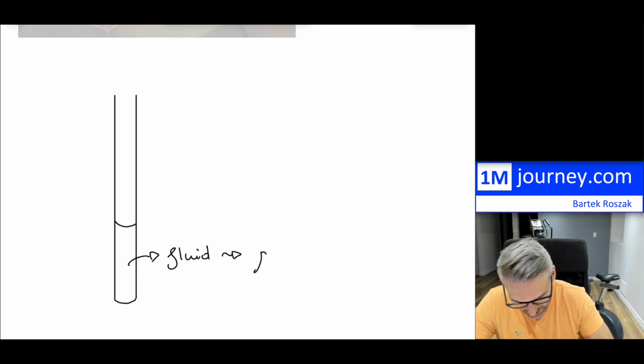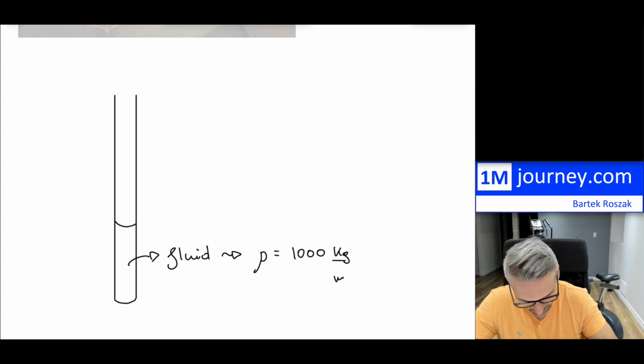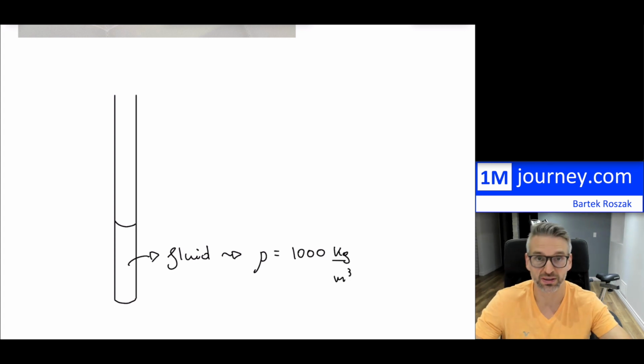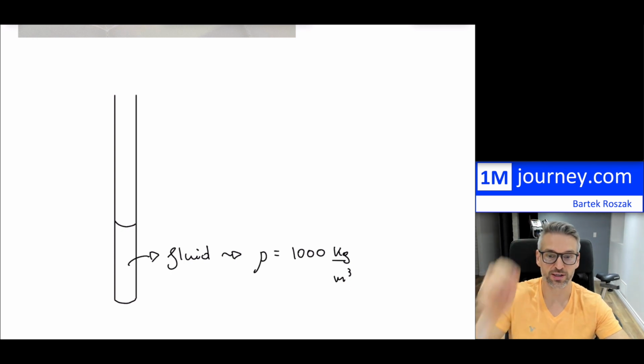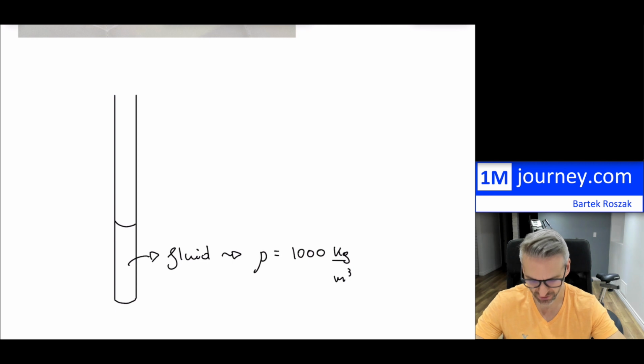Now, water has a certain density. So this density is basically 1,000 kilograms per meter cubed. Now, give or take, this is typically at a certain temperature, but it's a very good approximation for us. So that's the density of the fluid that we might have.